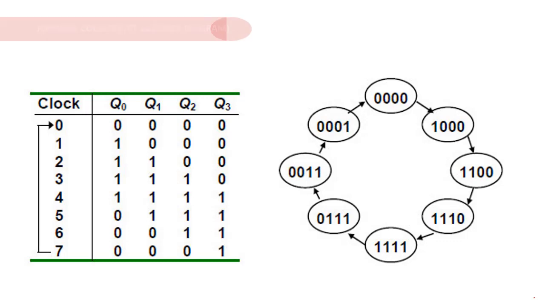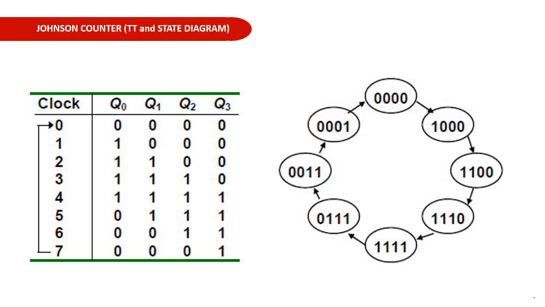So the state diagram and truth table of the Johnson counter are shown in the slide. So this is a truth table. This is a state diagram. State diagram means each state and its next state is shown as a diagram. Here you can see that the first state is 0 0 0 0, and the next state is 1 0 0 0. Then next one is this one, next this one, and next this one. And then after this one, it will continue. So this is the state diagram for the Johnson counter.